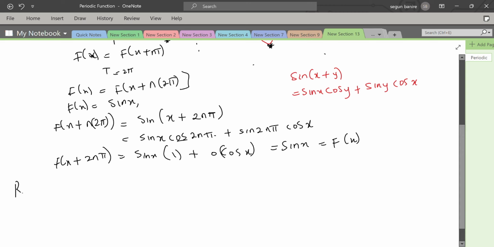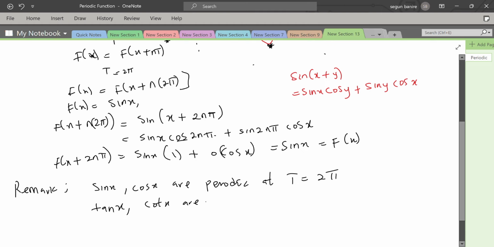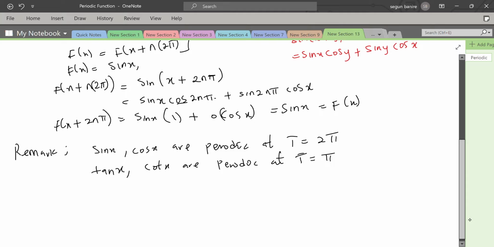So let's add a remark. We can't show all, but you should take note of this, that sin x and cos x are periodic at 2 pi. So take note of that. Tan x and cot x are periodic at pi. Okay, so it's periodic at pi, while sin x and cos x are periodic at 2 pi.